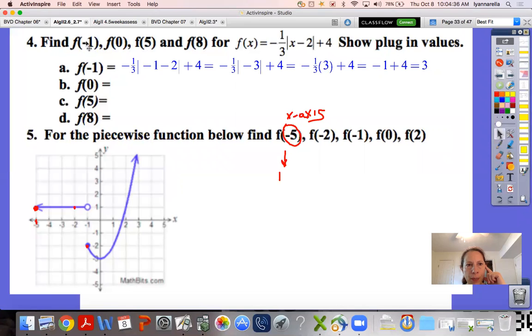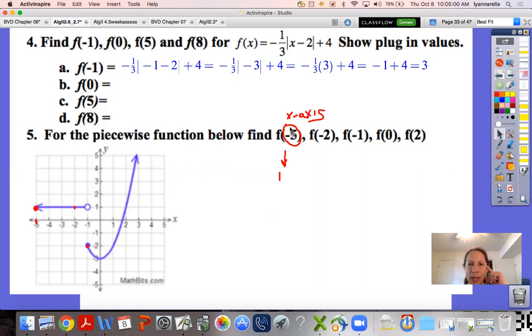For 4, you're just going to plug in a -1, then a 0, then a 5, and then an 8 into this equation. And you're going to tell me what the values are. So remember, when you plug in a -1 into an absolute value, that's -1 minus 2 is -3. The absolute value of -3 is +3. Then you multiply it by the -1/3 and get -1, and then you add 4 and you get 3. Okay, so you do that for the next 3.